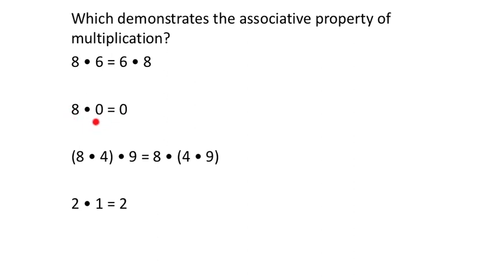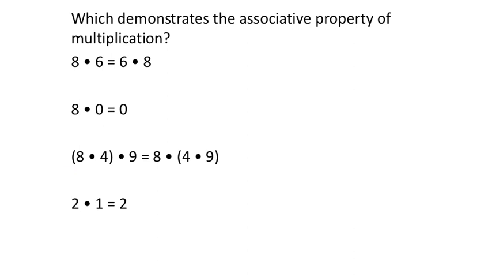8 times 0, that would be the multiplied by 0 property, or there's probably a better name for that, but that's what I'll say for now. 8 times 0 is 0. It's true, it's just that's not the associative property, right? And just like we saw with addition, the associative property should involve some parentheses somewhere, okay? So in this next example, we see parentheses, and you could say just by seeing the parentheses, you know this is the associative property.